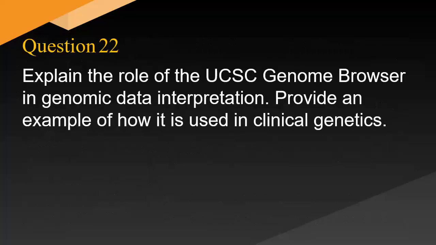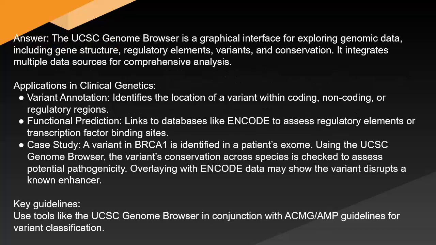Explain the role of the UCSC Genome Browser in genomic data interpretation. Provide an example of how it is used in clinical genetics. Answer: the UCSC Genome Browser is a graphical interface for exploring genomic data, including gene structure, regulatory elements, variants, and conservation. It integrates multiple data sources for comprehensive analysis.